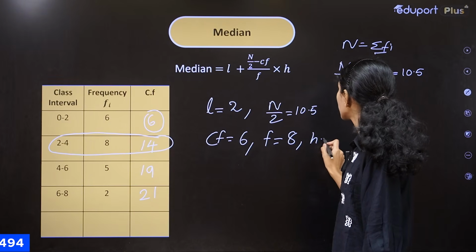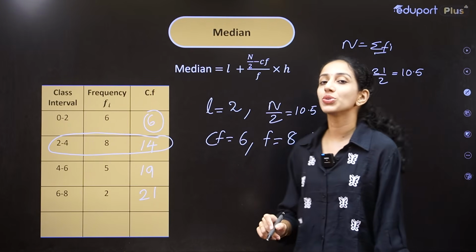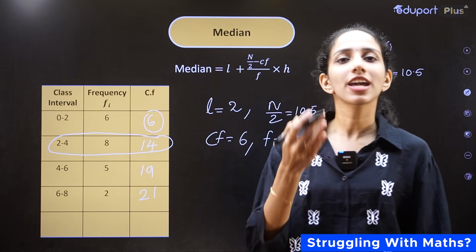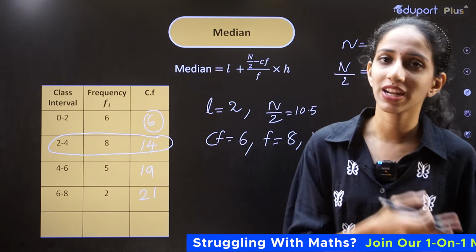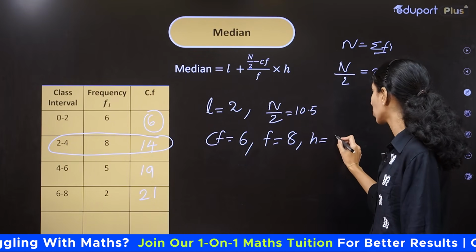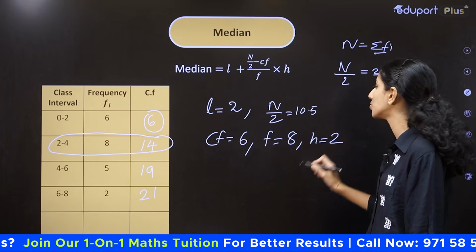Then H. What is the value of H? H is equal to the class size. How will you get that class size? We already discussed that: by subtracting lower limit from upper limit. So we get 4 minus 2, that is equal to 2.